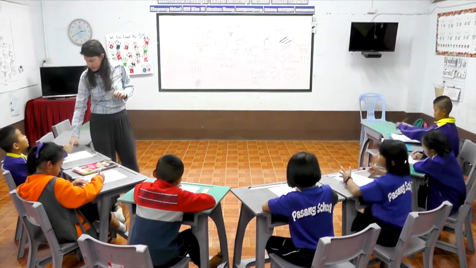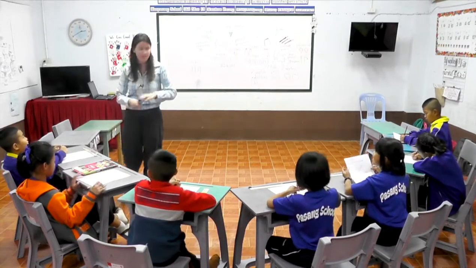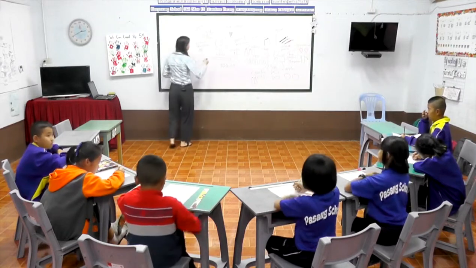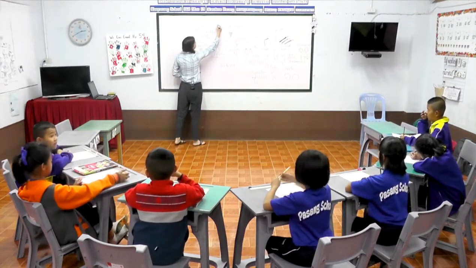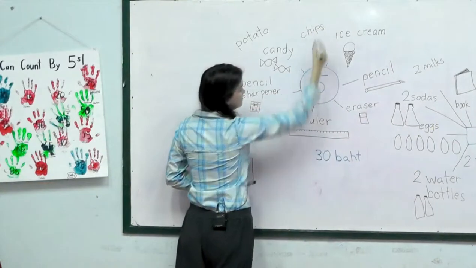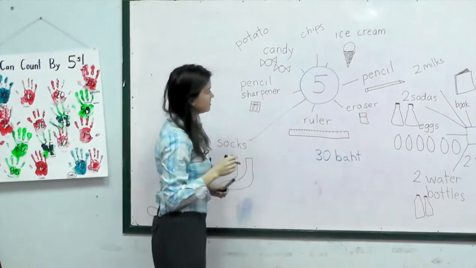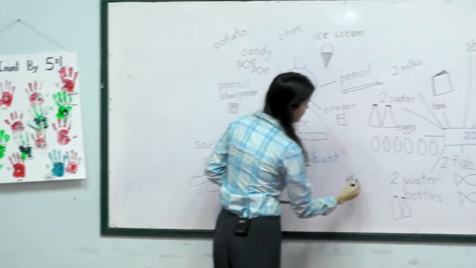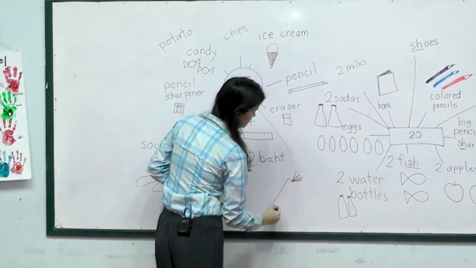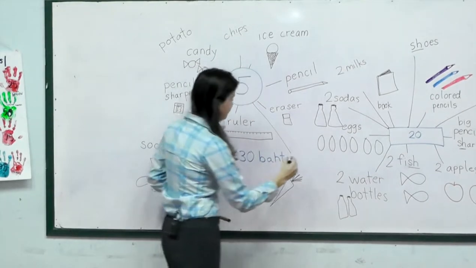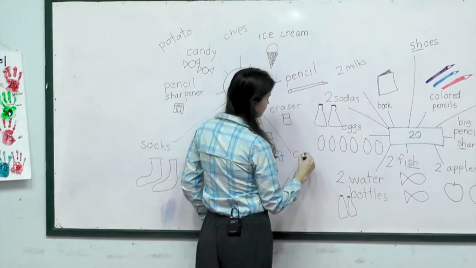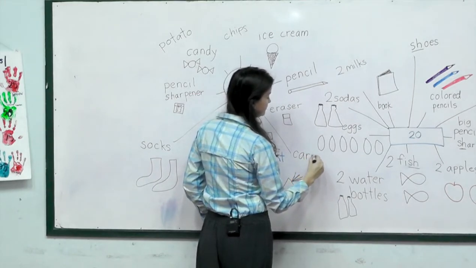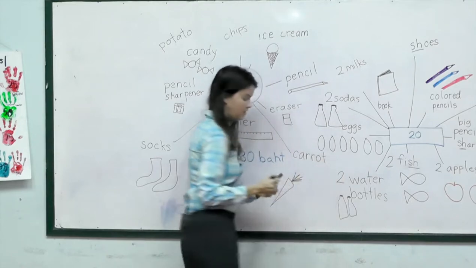Candy? Chips? Yeah. Chips, okay. I think not salt, I think carrots. Carrots? Yes, 5 baht. Carrots. What's the first sound you hear in carrots? C. Mm-hmm. C-A. Good, carrots. You're welcome.